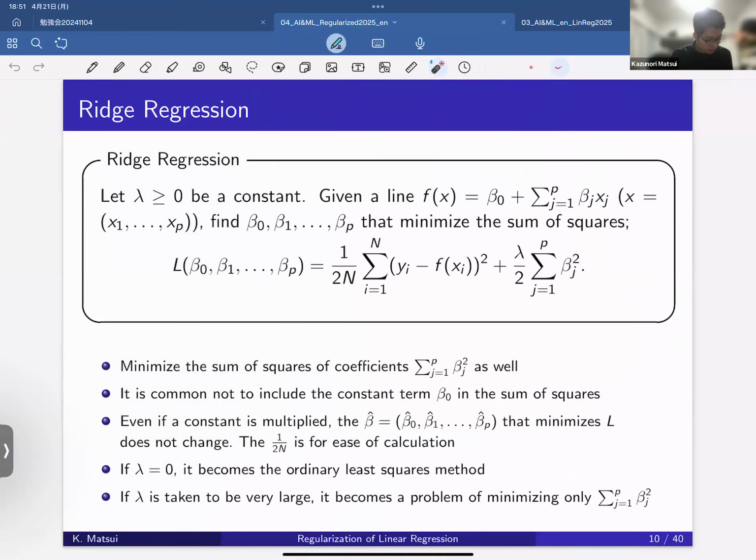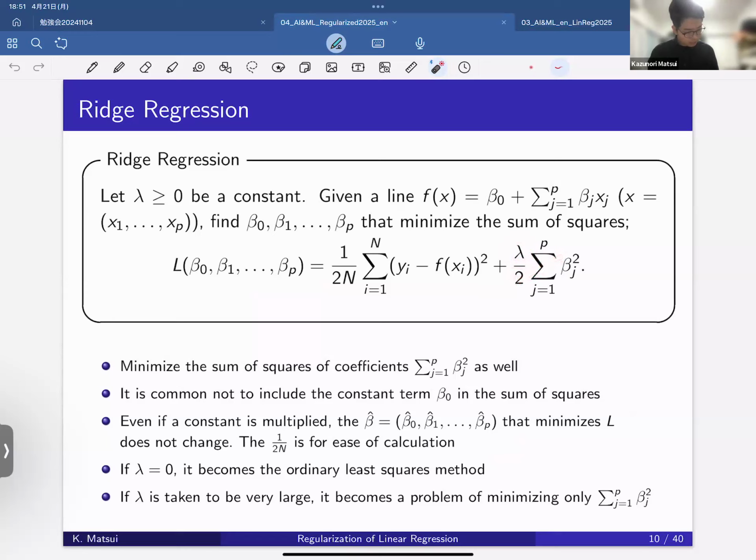At the beginning of this equation, there is a factor of 1 over 2n. Multiplying by a constant does not change the parameter that minimizes the function. So 1 over 2n is just there to make the calculation easier. Also, ridge regression has this parameter lambda. If lambda is set to 0, it becomes just the original least squares method.